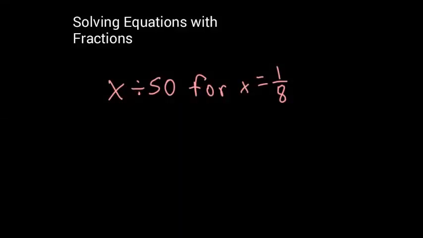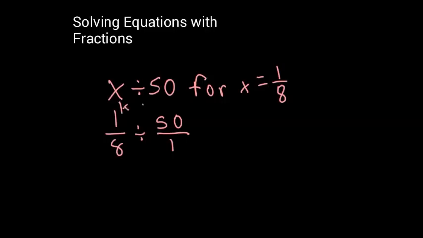Alright, now we're going to solve some equations with fractions. So I got x divided by 50 for x equals 1/8. So where you see the x, you're going to substitute in the 1/8. So that's going to be 1/8 divided by 50. Make 50 a fraction by putting it over 1.